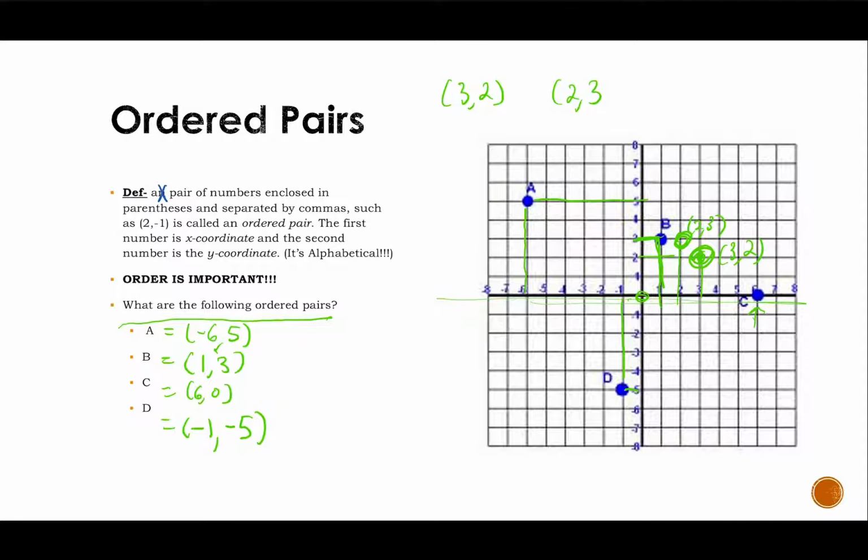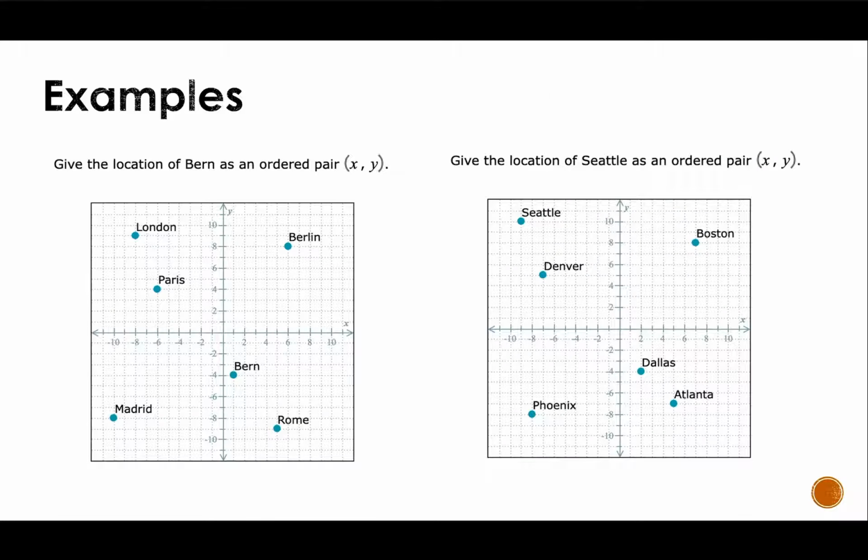So let's do a couple more examples of identifying ordered pairs. Here I've got two examples. For this first example, it says, give the location of Burn as an ordered pair of the form x, y. So here's Burn. This is where x is 1 and y is -4. You can try and figure out where those two intersect. So this would be 1, -4.